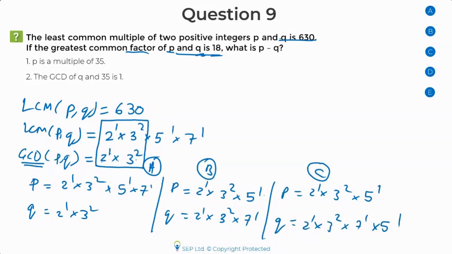Okay, Yogi says A and B. Soumya says C is not valid. Sarah says A and B. So that's absolutely good, guys. I'm really happy that you are able to understand this.